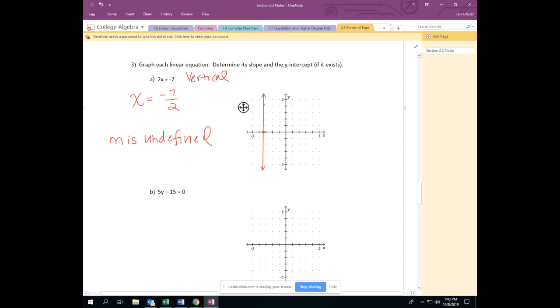Now, if you take a look at this picture, we're trying to determine if we have a y-intercept. Is there a y-intercept on this line? Remember, the y-intercept is where the graph touches the y-axis. This vertical line is never going to touch the y-axis. So there is no y-intercept.